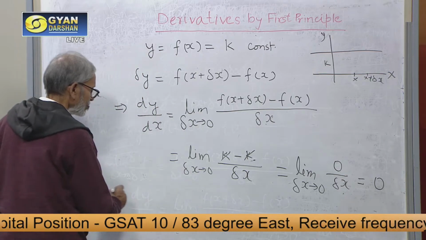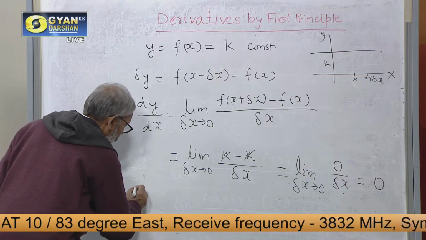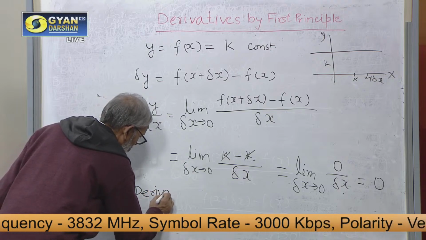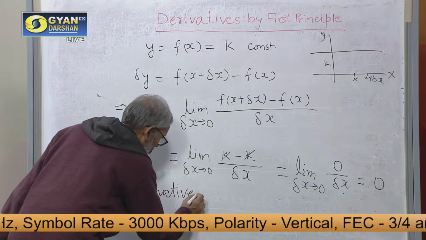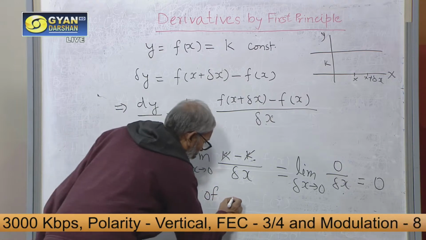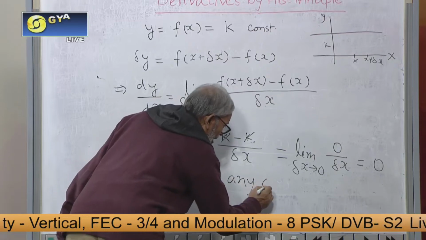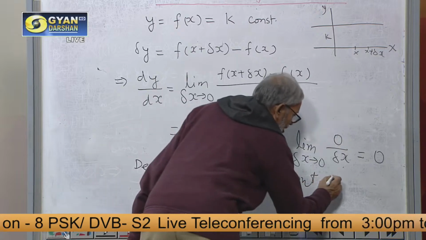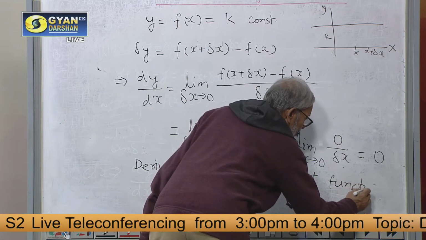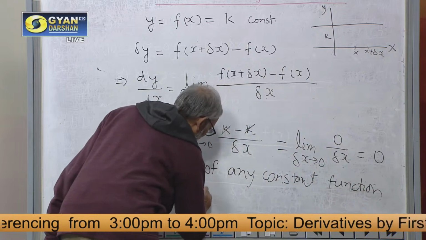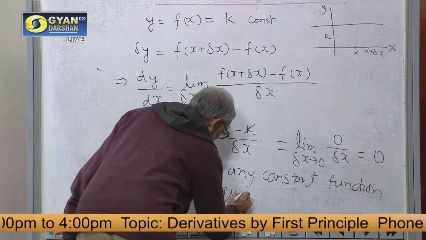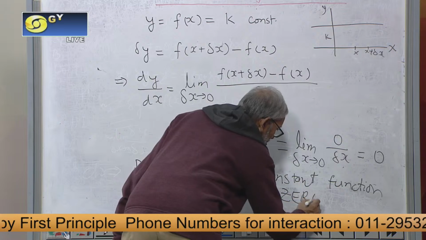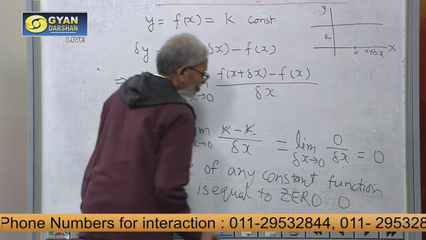So, the derivative of any constant function is equal to 0.